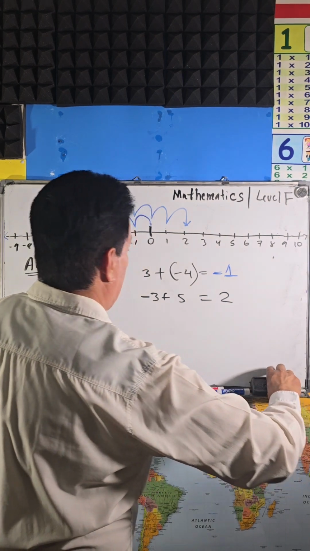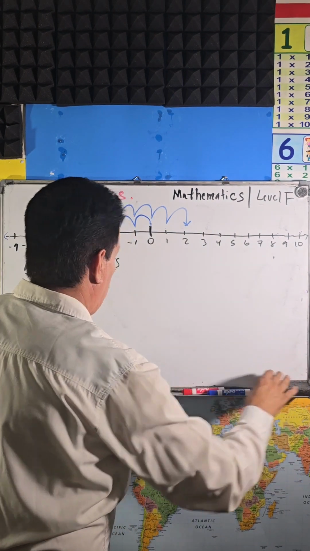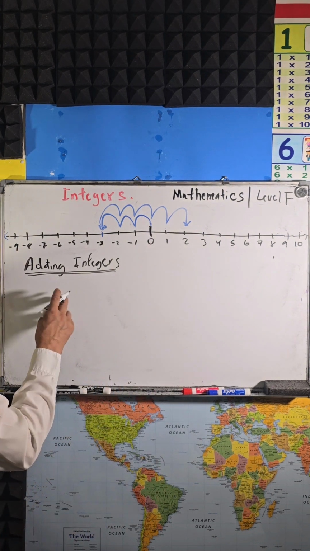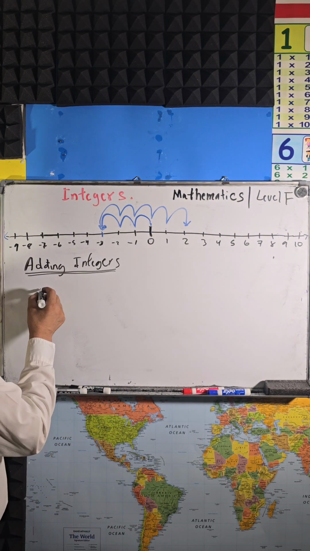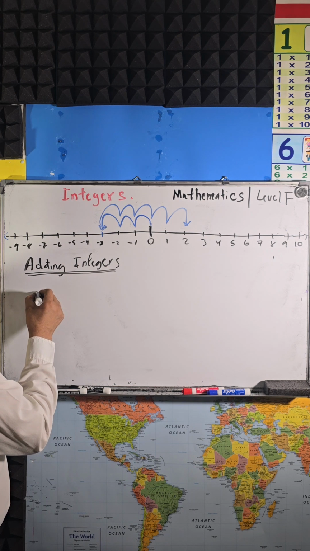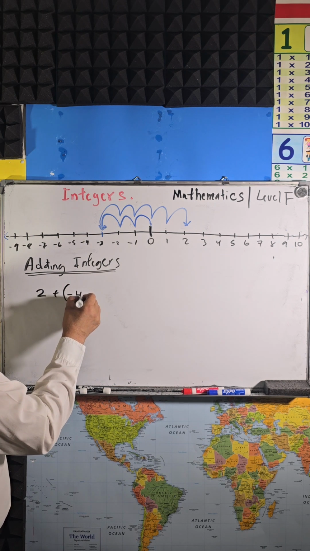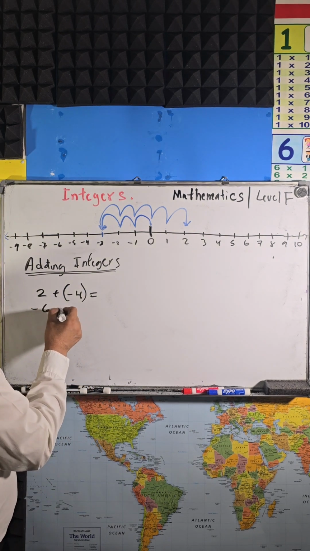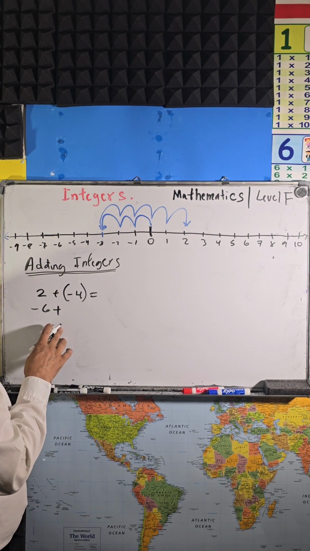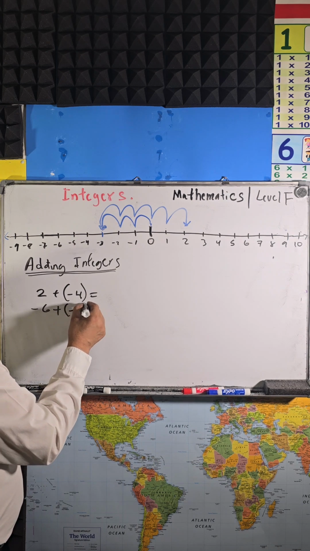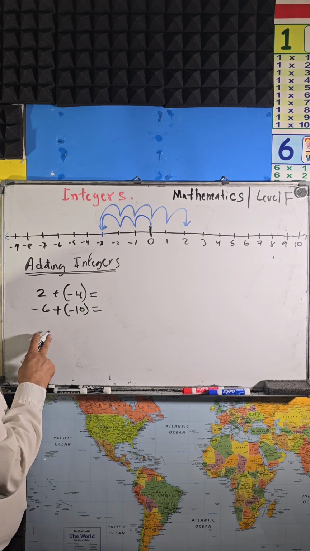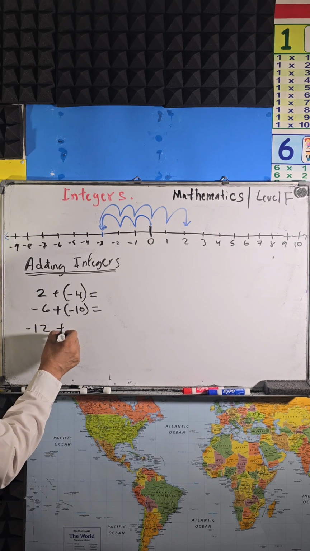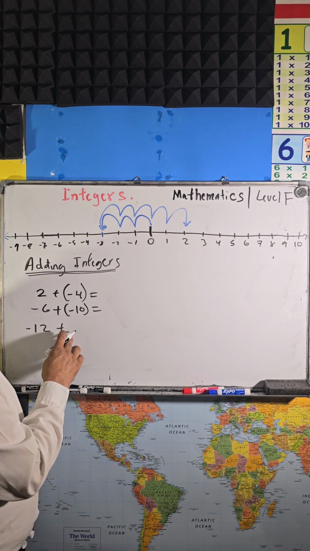So now let me write some problems here. A couple of exercises. Let me write 2 plus negative 4 equals. Another one, negative 6 plus negative 10. This is addition, okay? If it is hard for you, use the number line. Negative 12 plus 6.